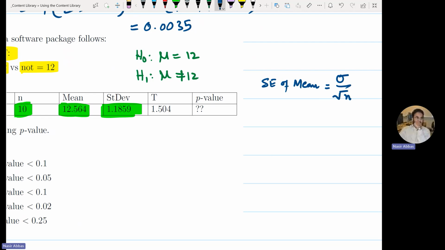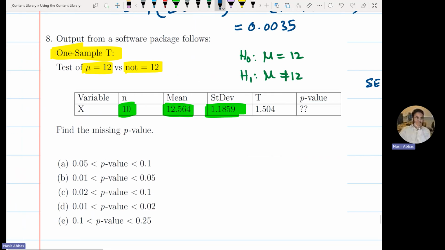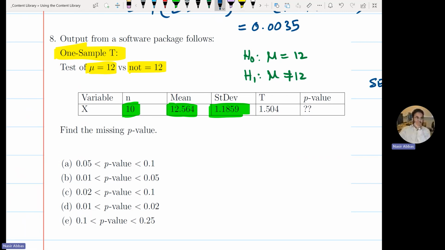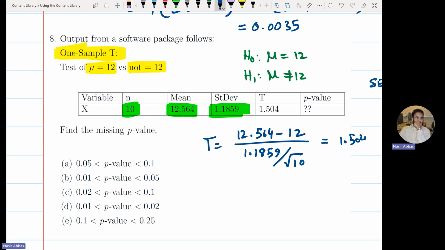If they give you standard error of mean, from it you can get sigma by multiplying the standard error with the square root of n, with the square root of 10. So you can get sigma from there. Then they give you the value of t. Of course, they obtain the t using this formula, which is 12.564 minus 12 over 1.1859 divided by square root of 10. They got 1.504. After finding the t value, the final part is to calculate the p-value.